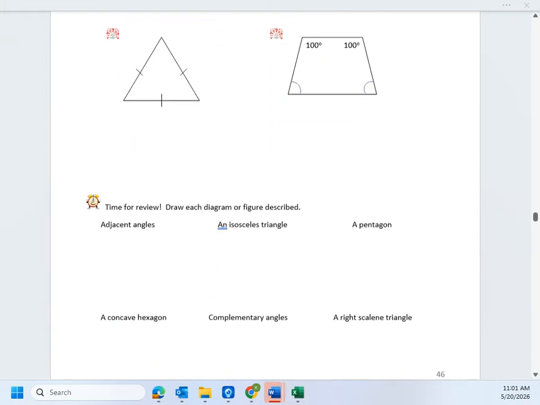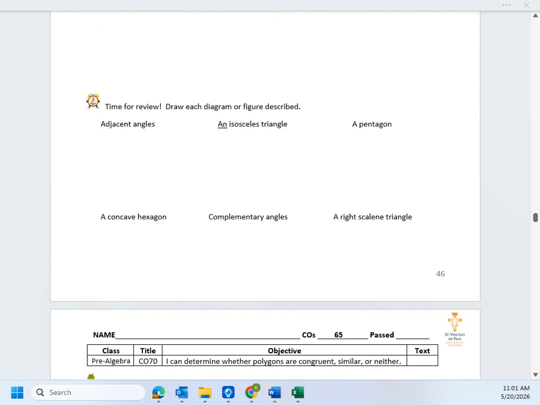Then we have review. Getting ready for that test next week. Go through the review.